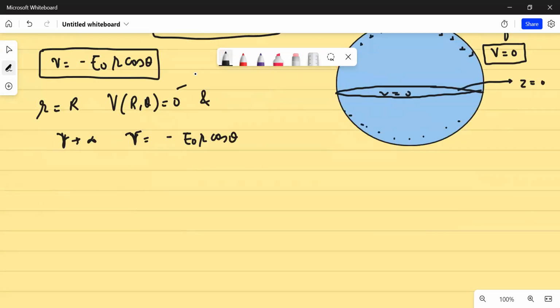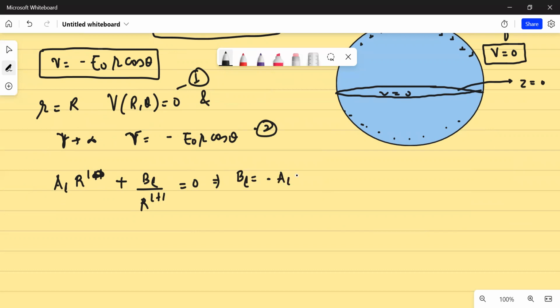This will be my first condition, and this is my second condition. So at r equals R, your V(r, theta) would be 0. That implies A_l R raised to power l plus B_l upon R raised to power l plus 1 would be equal to 0. That implies your B_l can be written as minus A_l R raised to power 2l plus 1. This is how you are going to write it.